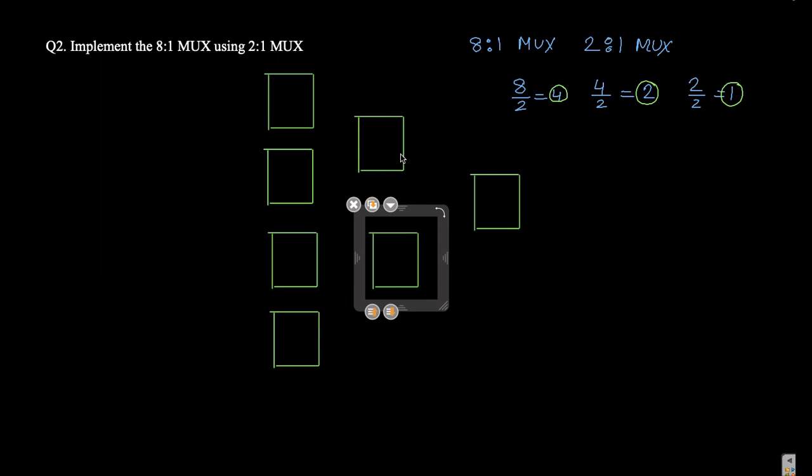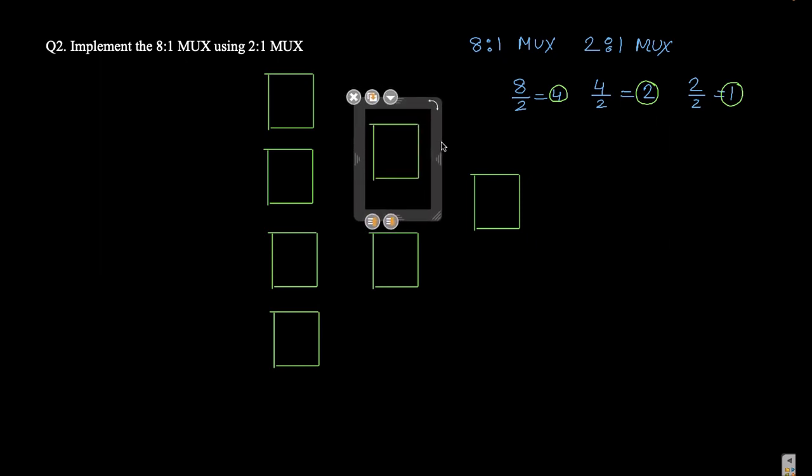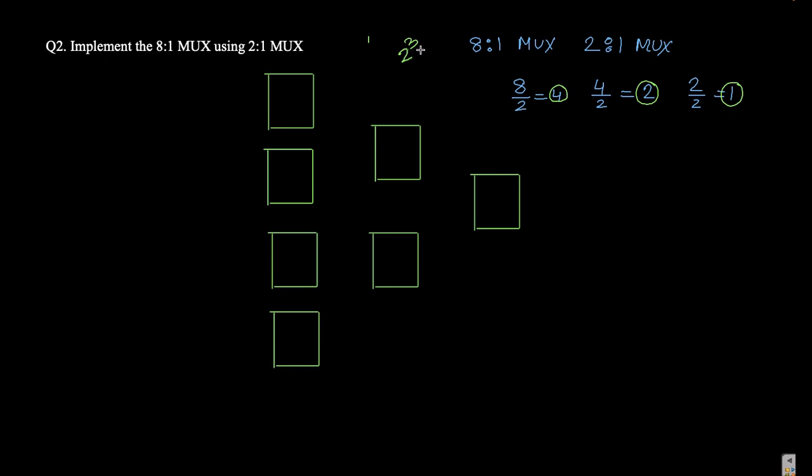Now we can easily simplify the situation. To simplify it, first we have to write the truth table. As it is 8:1 mux, it means 2 to the power 3, which becomes 8. It means it has 3 select lines and 8 inputs. As everyone is a 2:1 mux, each has 2 inputs and one select line.